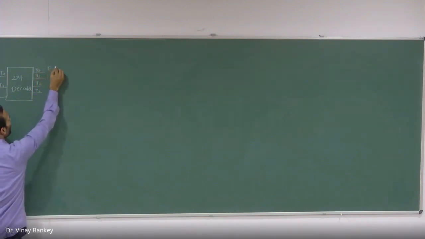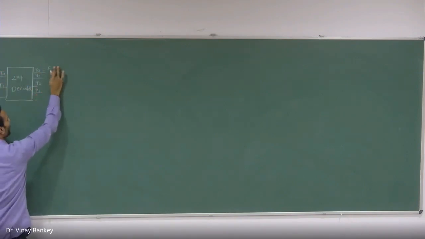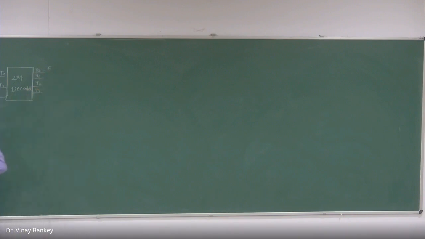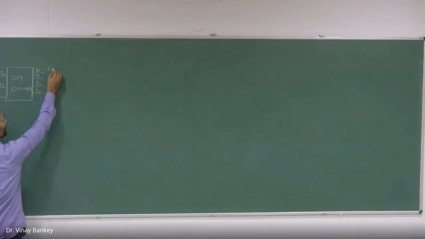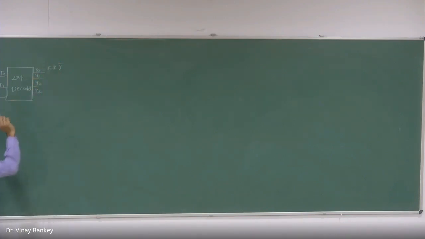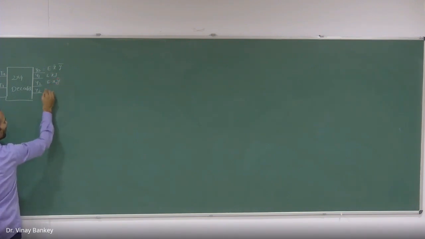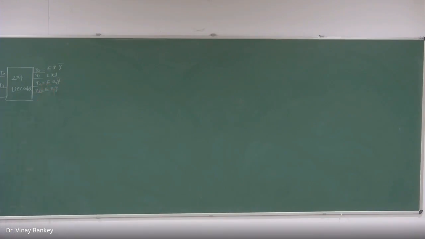E into, let's suppose this is x and y. For the simplicity, I am taking x as an input at I0 and y as an input at I1. So the Boolean function for this y0 will be what? E into x bar y bar, isn't it? And similarly, this will be E x bar y. This will be E x y bar, and this will be E into x into y. So this was the Boolean expression for each of these outputs for the 2x4 decoder.